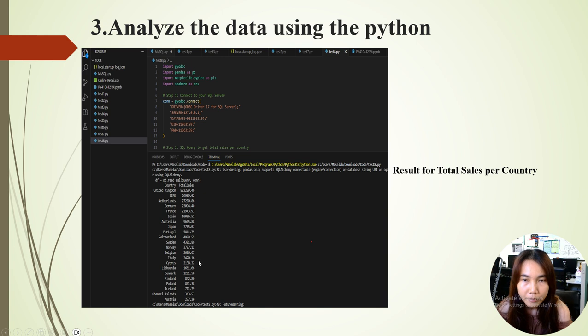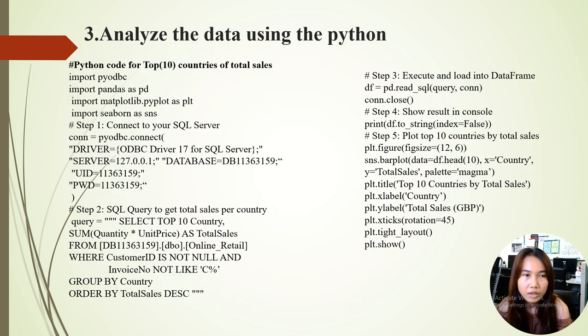Here are the results for total sales for each country. I also ran similar code, but only selected the top 10 countries, summing quantity times unit price as total sales from my student ID online retail table, where customer ID is not null and the invoice number is not like C, grouped by country and ordered by total sales descending.